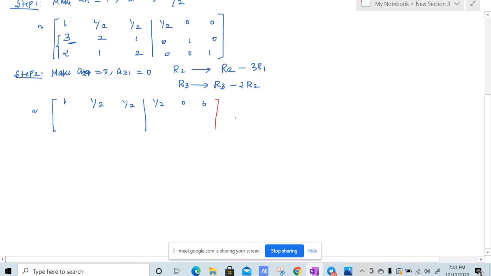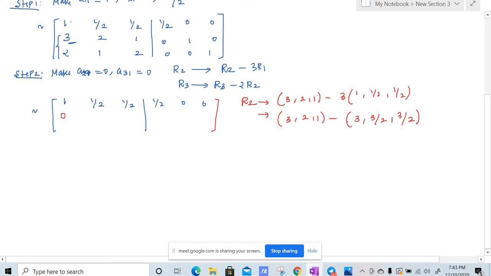So I'll add calculations here. R2 is equal to R2 minus 3 times R1, so it is 3 2 1 minus 3 times 1, 1 by 2, 1 by 2. So this will be 3 2 1 minus 3, 3 by 2, 3 by 2. When I subtract this, 3 minus 3 will be 0, and this will be 2 minus 3 by 2, right? And this will be 4 minus 3 by 2, which is 1 by 2, and this will be 1 minus 3 by 2. So 1 minus 3 by 2 will be minus 1 by 2.